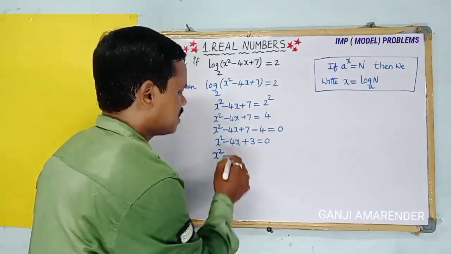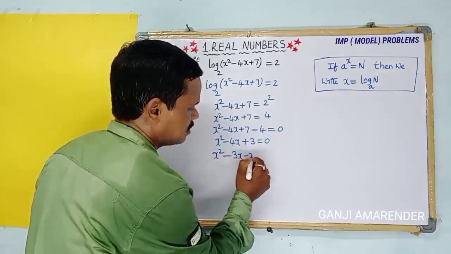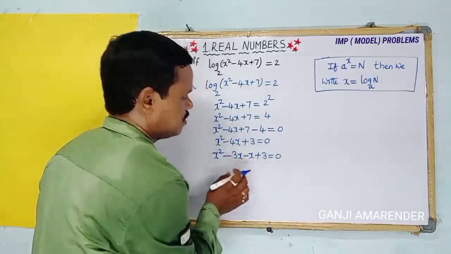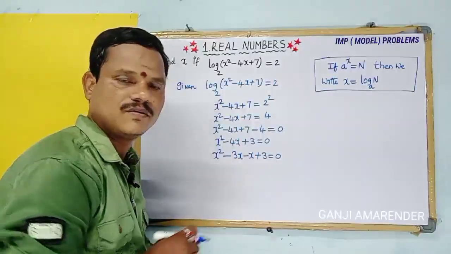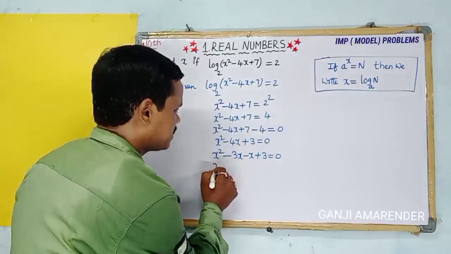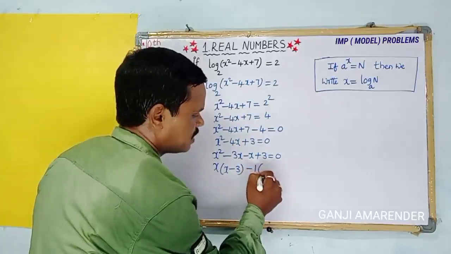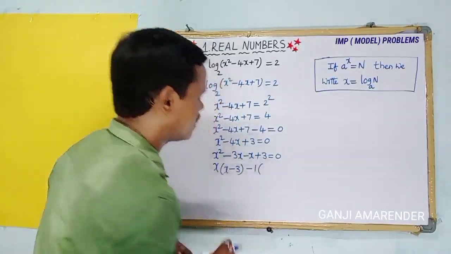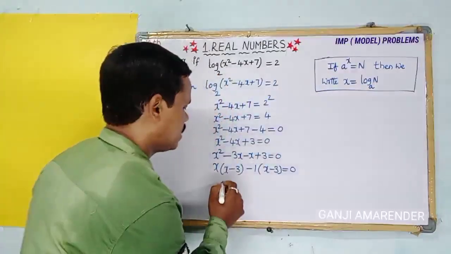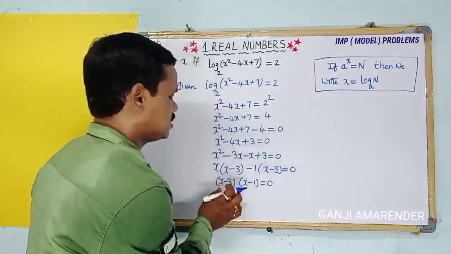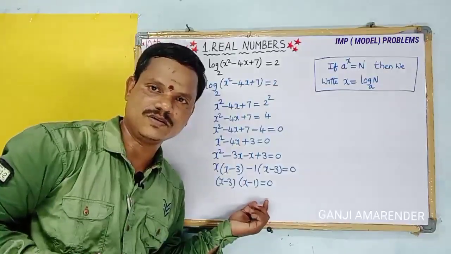Okay, now I am splitting the middle term into a sum of two terms. Minus 4x means minus 3x minus x plus 3 is equal to 0. The sum is minus 4x and the product is plus 3x square. Okay, now take x as common from the first two terms: x into x minus 3. From the last two terms, take minus 1 as common: minus 1 into x minus 3. Okay, x minus 3 taken as common, here x and here minus 1. x minus 3 into x minus 1 is equal to 0.